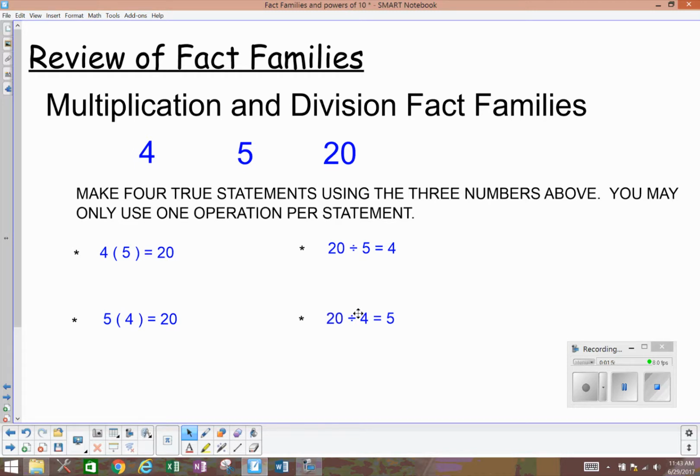These four statements are called a fact family. They are using the same three numbers. They are using the operation of multiplication or division and an equal sign. And they are making true statements. So these are fact families for multiplication and division of 4, 5, and 20.